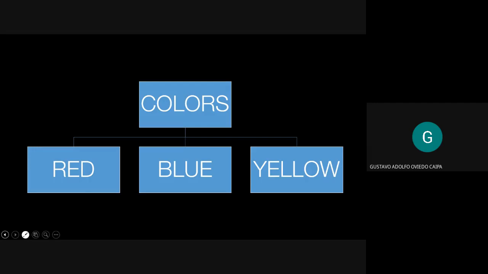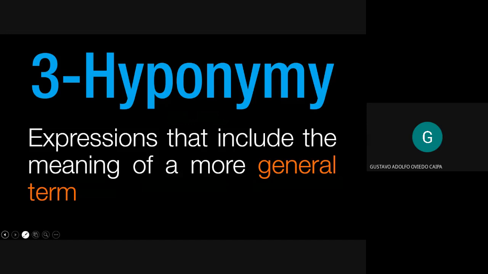All right, so another relation between words is the relationship of hyponymy. Then again, this one just sounds more complicated than it actually is. So we say expressions that include the meaning of a more general term. All right, so I'm going to give you an example. Let's use a familiar example.